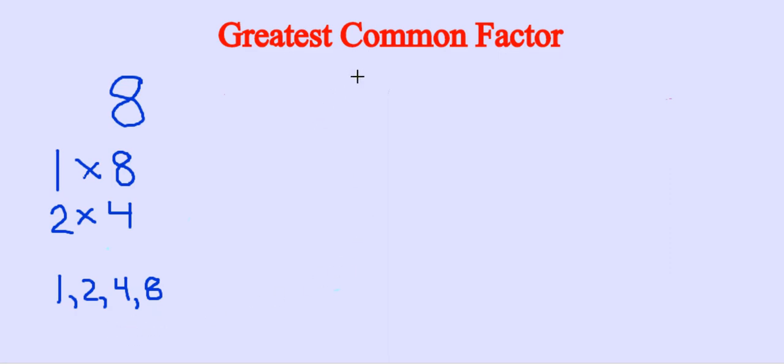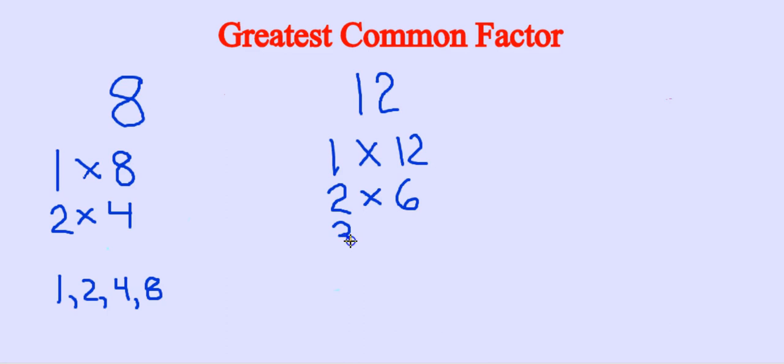Now I'm going to look at the number 12, and I'm going to do the same thing I did for 8. I'm going to say 1 times 12. I'm going to go up to the 2s. I know I can multiply 2 times something because this is an even number: 2 times 6. 3, yeah, in this case I can multiply something by 3: 3 times 4. Now I already have the 4 over here, 4 times 3. And 5, 7, 8, none of those numbers will multiply together to get 12.